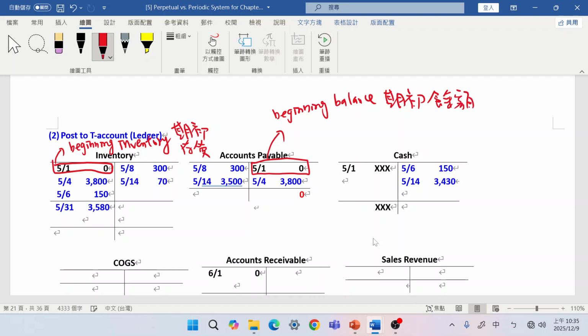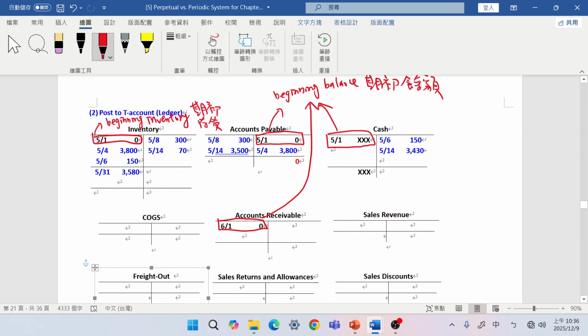For your cash, did you find out the beginning balance? For your accounts receivable, here we have a beginning balance. Okay? But based on this, did you find out some accounts we have a beginning balance, some accounts we don't have? Why? The concept is from chapter 4. Chapter 4, what's the concept we mentioned from chapter 4?